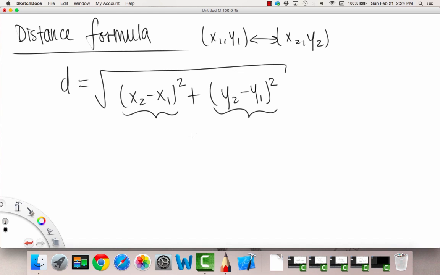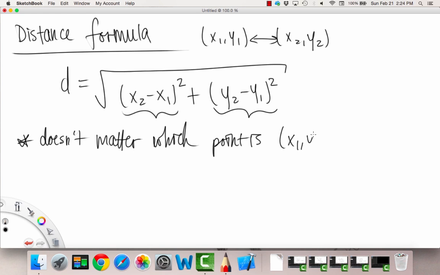It's also important to note, here's a little note, it doesn't matter in which order you subtract. Well, maybe I should make it a little bit more specific. It doesn't matter which point is x1 and y1, or x2, y2. The reason is that even though we're taking the difference and subtracting things, that quantity is going to end up being squared anyways. So it's just going to turn positive anyways. And the same thing for the y's as well. Okay?